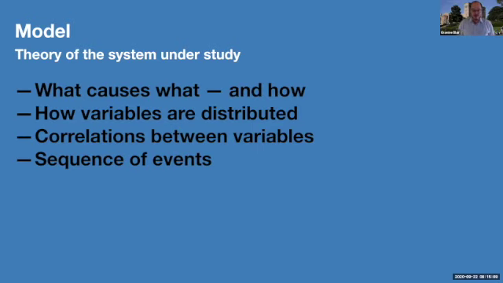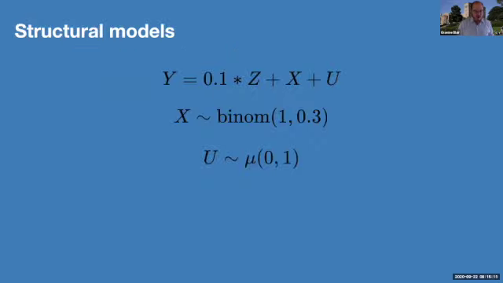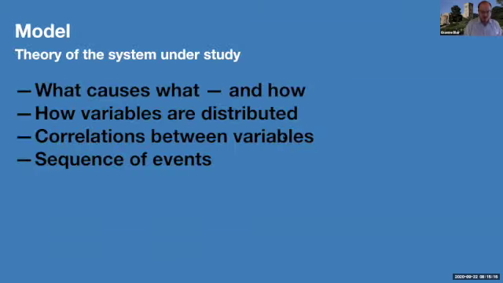We're going to define how the variables are distributed, so similar to how we defined that X is a binomial random variable and U is a standard normal variable. Those are going to be very important to the properties of our research design, and those are going to be guesses about how the world works. Similarly, we're going to define the correlations between variables, and then the sequence of events of this system. And that just means in what order variables cause each other. So Z, our treatment variable, is going to cause Y, our outcome, and that's going to cause some other outcome, Y2, after that. So our model is the theory of the system under study.